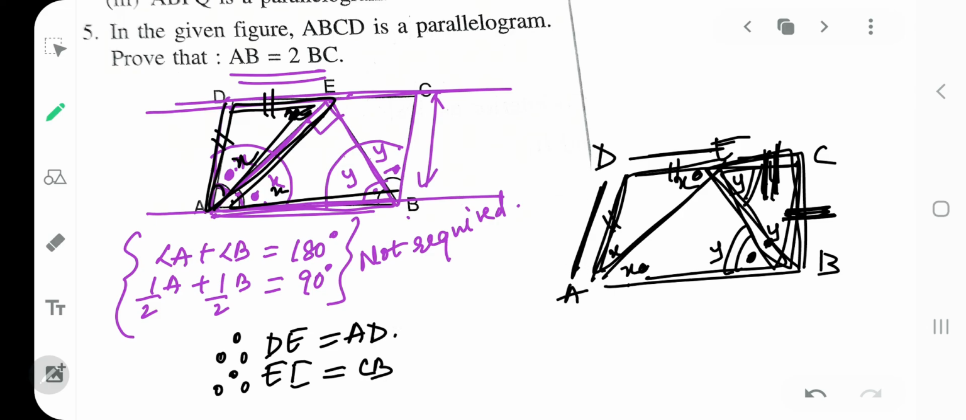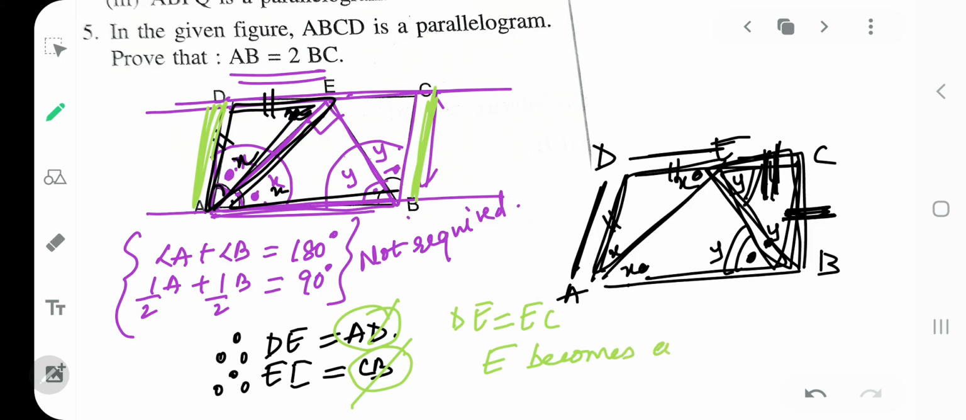But if you notice here, AD and CB are equal because they are opposite sides of a parallelogram. So they are equal. That means DE is equal to EC. If the right hand sides are equal, so will the left hand side be. Once you got DE is equal to EC, that means E becomes a midpoint. So can I say that DC is made up of DE plus EC? Yes, do you agree? Yes.